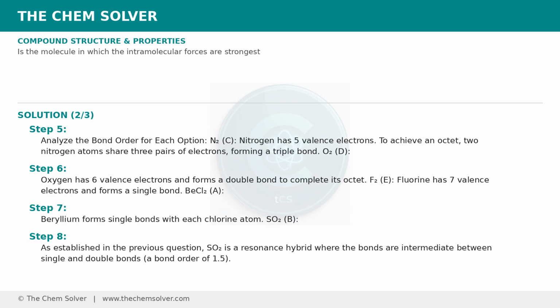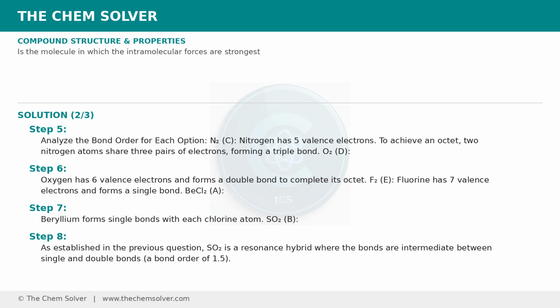Analyze the bond order for each option. In N2, C, nitrogen has 5 valence electrons. To achieve an octet, 2 nitrogen atoms share 3 pairs of electrons, forming a triple bond. O2, D, oxygen has 6 valence electrons and forms a double bond to complete its octet. F2, E, fluorine has 7 valence electrons and forms a single bond.